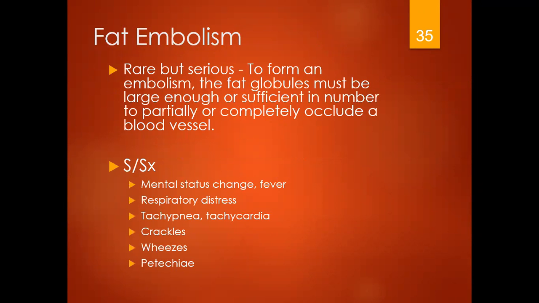Fat embolism. So this is your rare but serious complication of a fracture. This is where a fat globule enters into the circulation, and it either partially or completely occludes your blood vessels. Signs and symptoms of this: we have a change in mental status, respiratory distress, tachypnea, tachycardia. They may have crackles and wheezes when you listen to their lungs, a rapid pulse, right? That tachycardia might be bounding. Fever, petechiae, or that fine red rash over their chest, their neck, their upper arms, their belly.